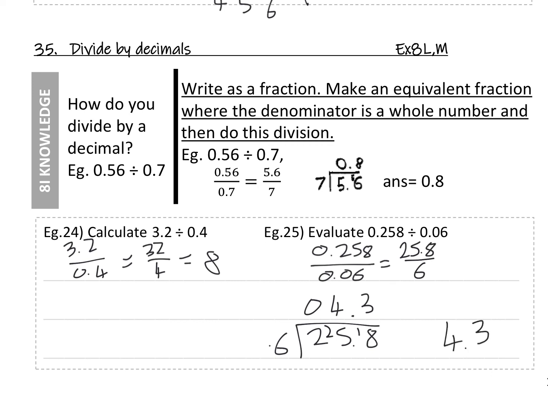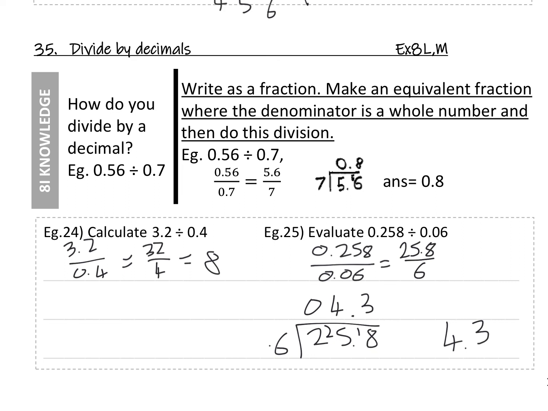You do not go back and change your answer like you did with multiplying decimals. The reason for this is these two calculations are equal, they're equivalent, so they will give the same answer, unlike when you were multiplying by a decimal. So you do not go back and change your answer, okay? Just leave your answer as it is.